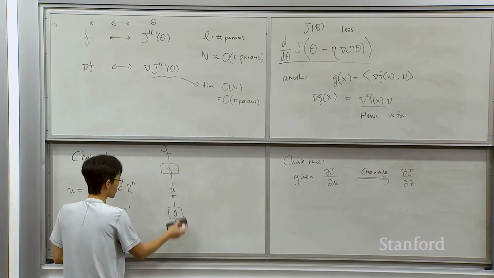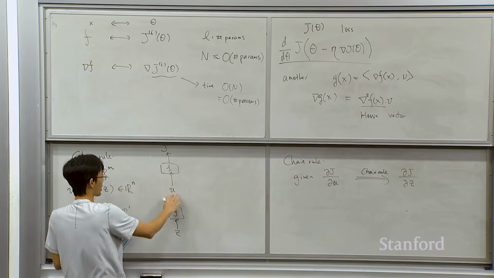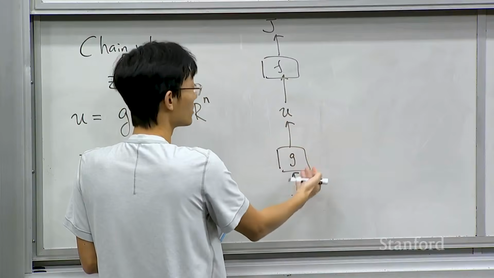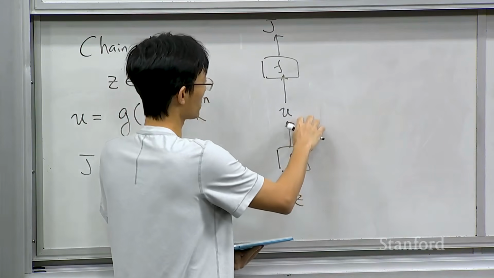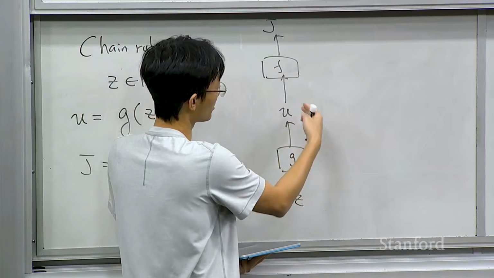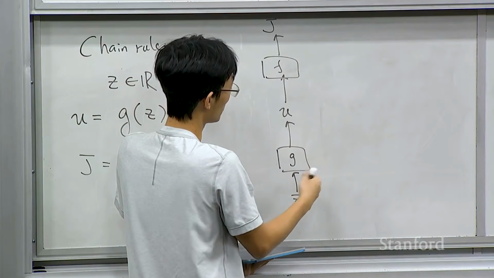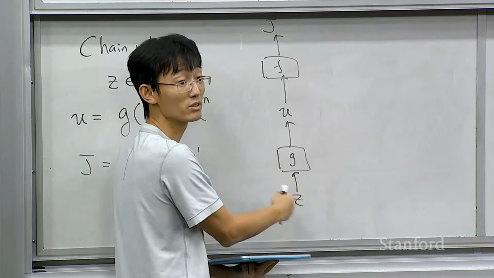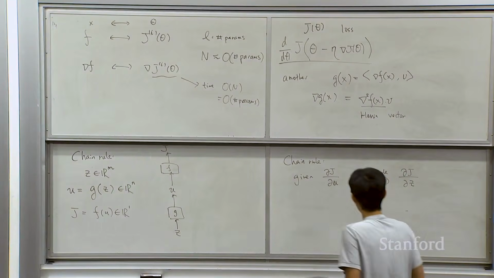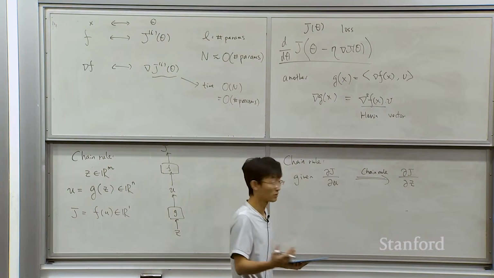That's the main idea. But we are trying to abstract this in a way that you only have two variables, U and Z. U is the output of G and Z is the input of G. When you compute the gradient, you start with the gradient with respect to U, the output of G, and then you use that to compute the gradient with respect to the input of G, which is Z. And this is actually the exact same chain rule you have learned in calculus.